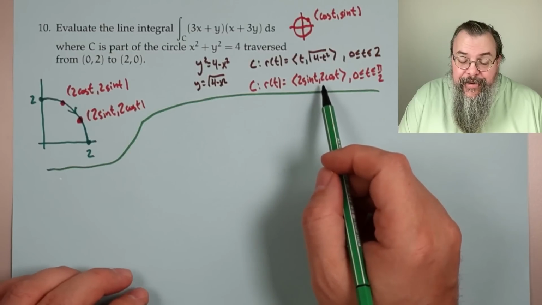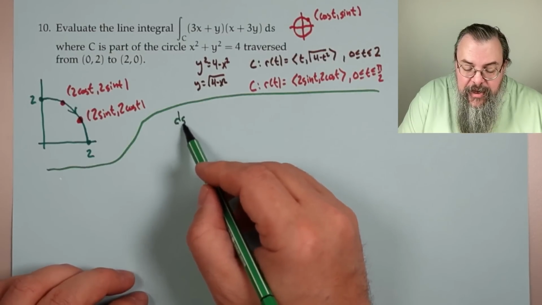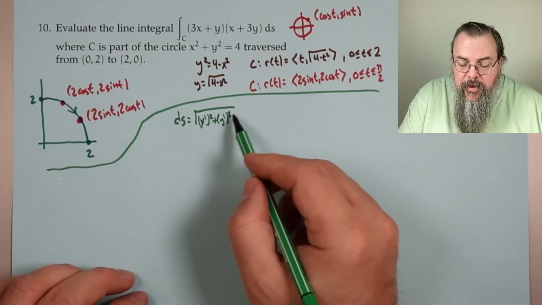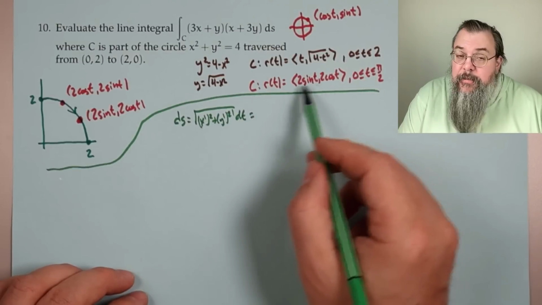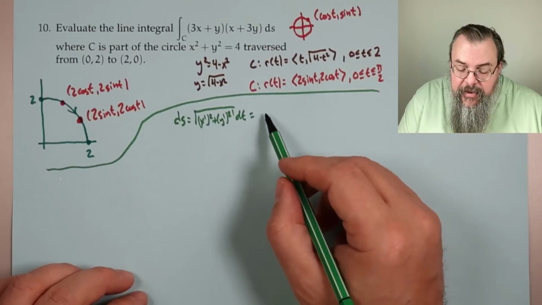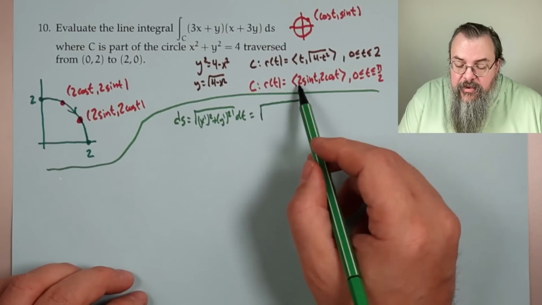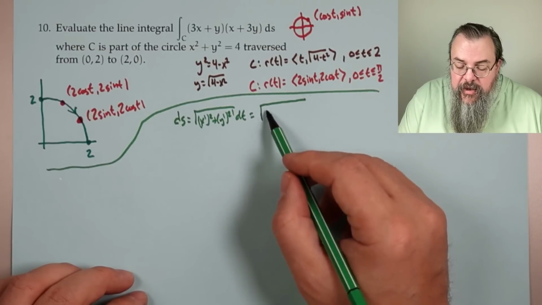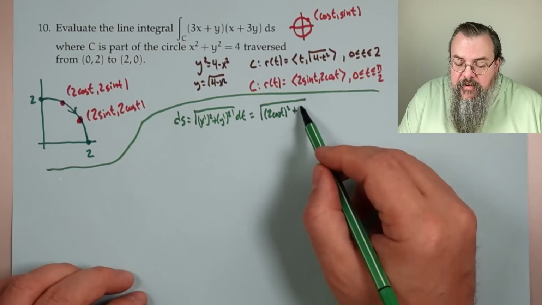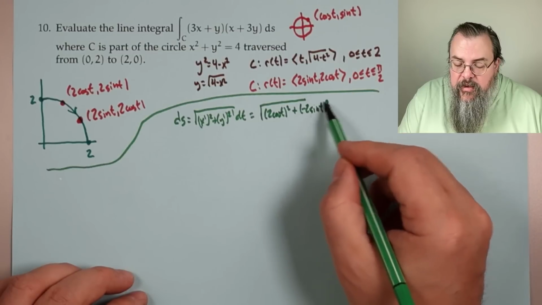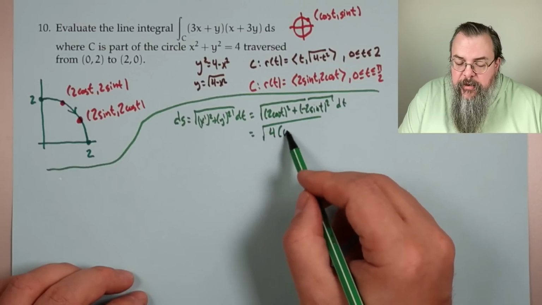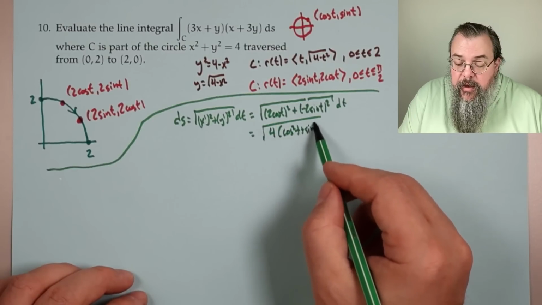Well, because we have to do our ds. So reminder, ds is the square root of x prime squared plus y prime squared dt. And I'm going to go with the circle, which uses sines, cosines. And why? Because that has really simple derivatives. So derivative of sine will be cosine. So it'll be 2 cosine t quantity squared. Derivative of cosine, negative sine, negative 2 sine t quantity squared. And all right, so that's 4.